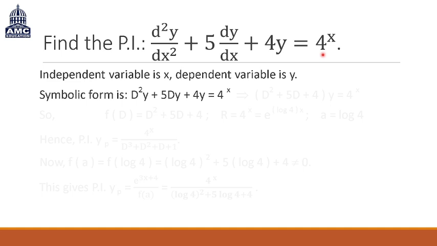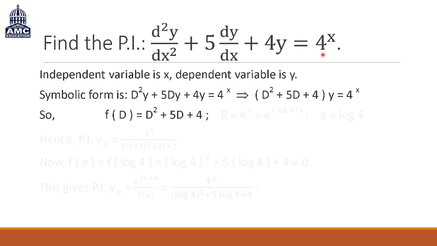So we extract the y out of it, because the differential operator is commutative and closed under addition and multiplication. That's the reason why we can take the y outside, and that gives us D square plus 5D plus 4 of y equal to 4 to the power x. So f(D) is equal to D square plus 5D plus 4.